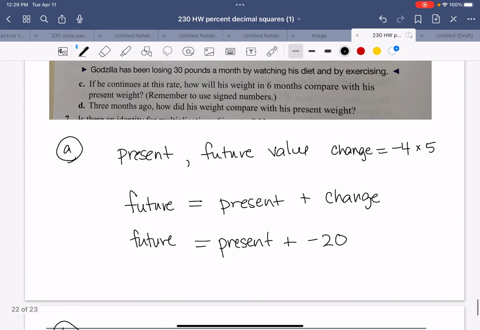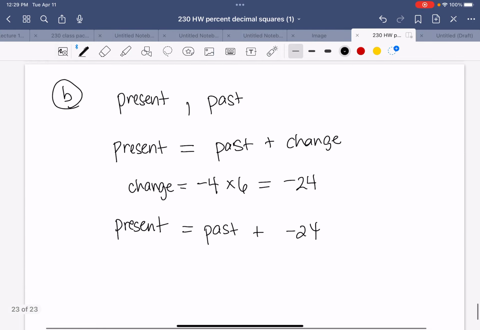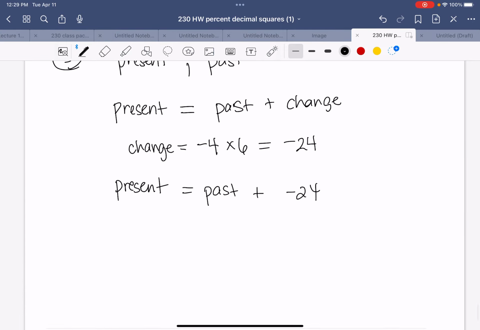Okay, except that they ask us how did the number in her flock compare to the present number? So the past number compares to present how? So they want past equals. So we're going to add the 24 to both sides. And then it'll tell us that the past number is equal to the present number plus 24, right? If you lost them over time, you're going to add them back on to get back where you were. Okay.